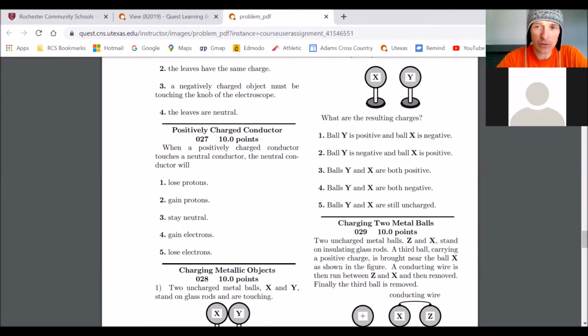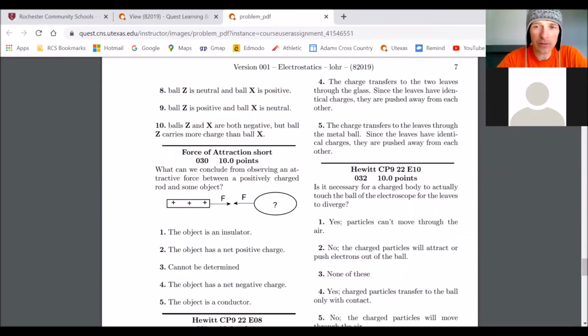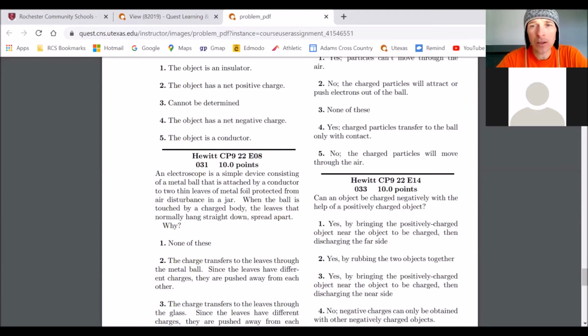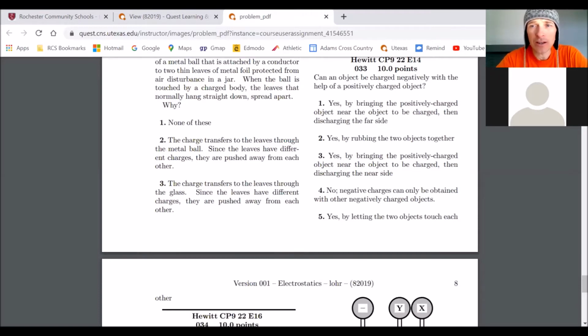I had a question on number 33 and then 35, and then any others as well. Can an object be charged negatively with the help of a positively charged object? So one of the, let's see here, I don't know if, let's see, I want that right there.